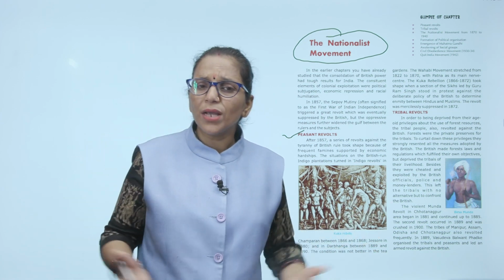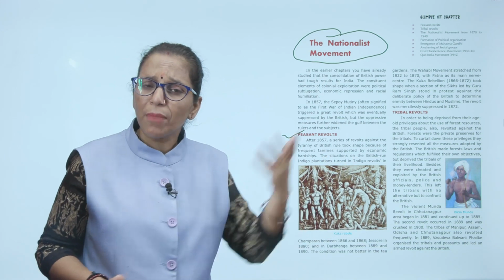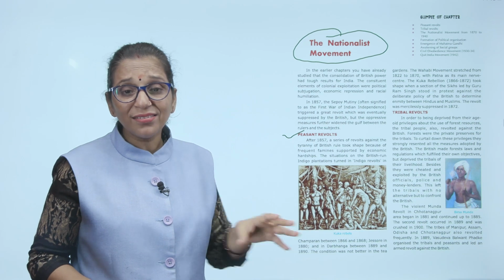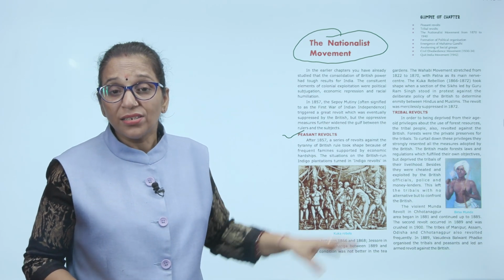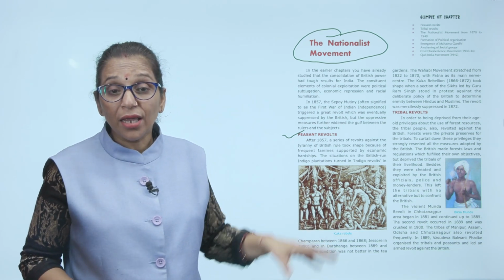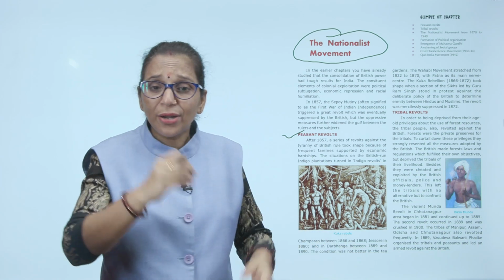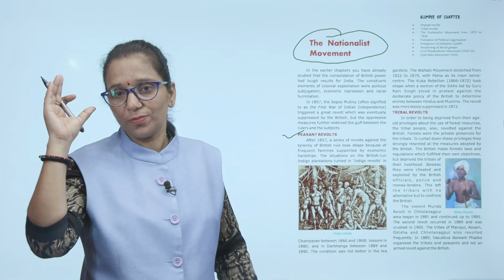The land started to become barren and frequent famines came to the area, especially in Champaran between 1866 and 1868, Jaisur in 1880 and Darbhanga between 1889 and 1890. The condition was not better there, and not even in the tea plantations.